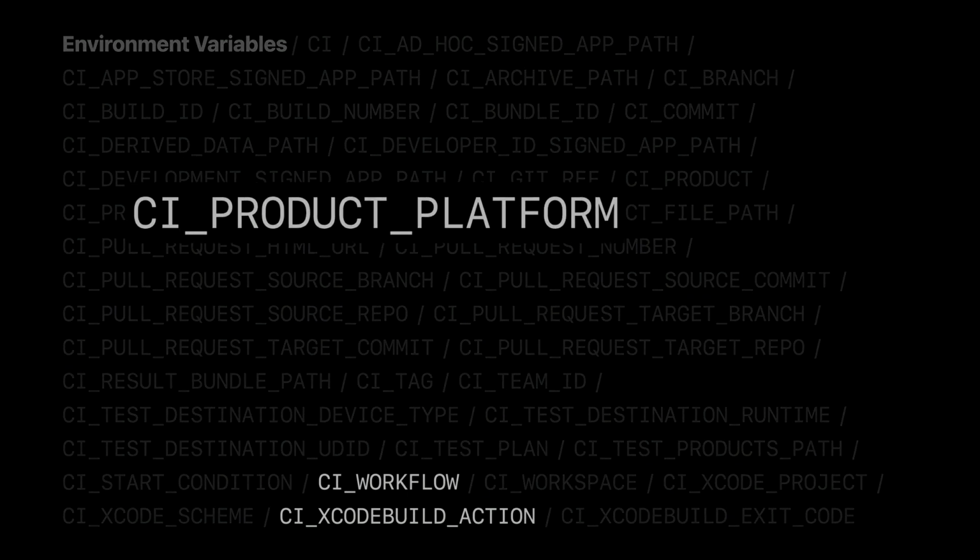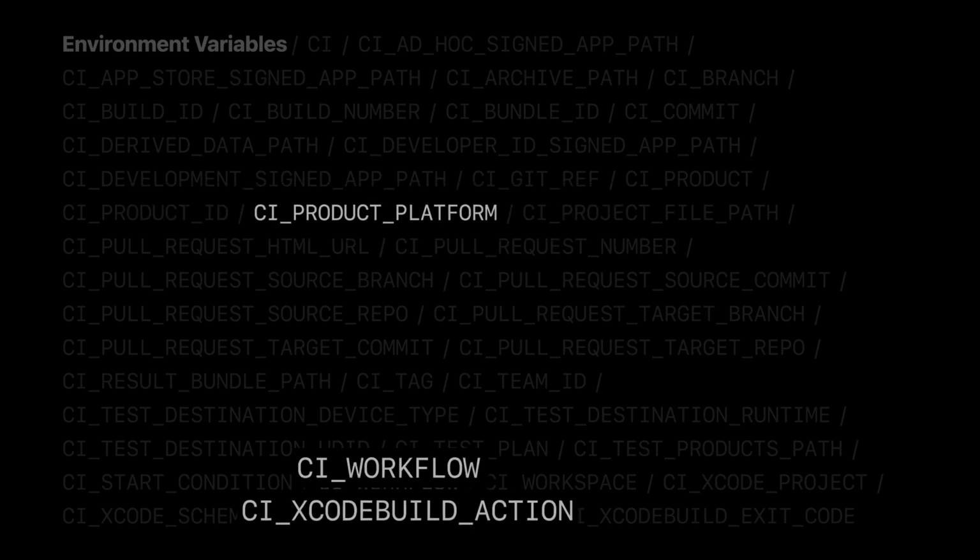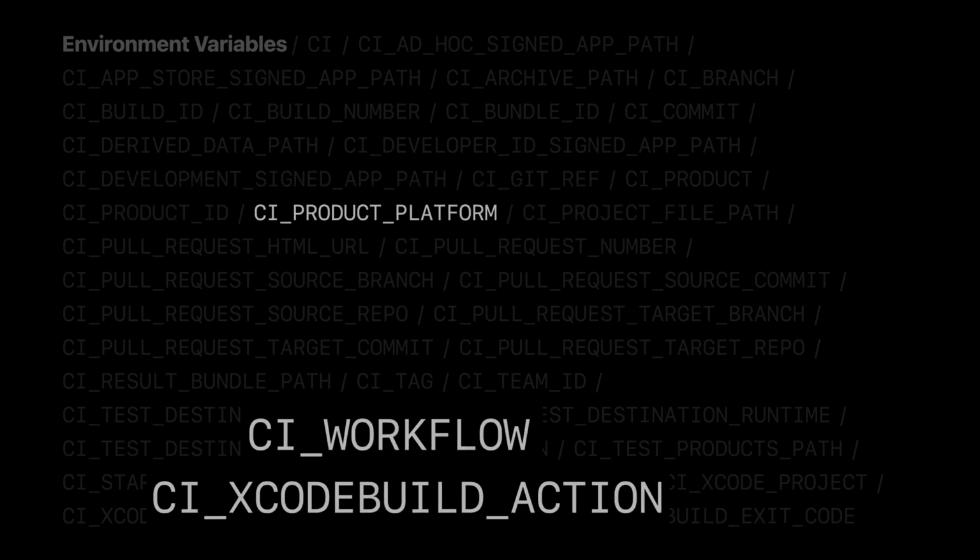For example, if you want to check if your action is running for iOS, macOS, tvOS, or watchOS, you can use the value of the CI_PRODUCT_PLATFORM variable. In a more targeted scenario, perhaps there's a command you only want to run during the archive action of a specific workflow. You can check that the CI_XCODEBUILD_ACTION and CI_WORKFLOW variables match the archive action and the specific workflow before running the command.